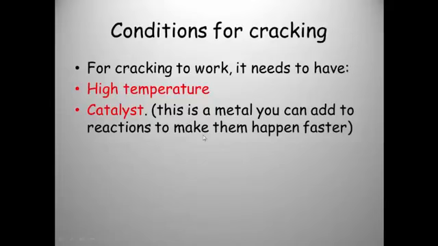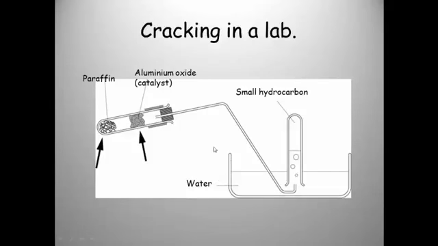Now you need to know the conditions for cracking. The conditions are high temperature and a catalyst. Remember, a catalyst is a substance that you can add to a reaction to make it happen quicker. People confuse these two conditions with polymerization, which are very similar. I'll talk about polymerization later, by the way, but for polymerization it's high pressure and a catalyst. But for cracking, when we want the larger unit to be broken up into a smaller unit, it's high temperature and a catalyst. Now you can do this in a lab, obviously.